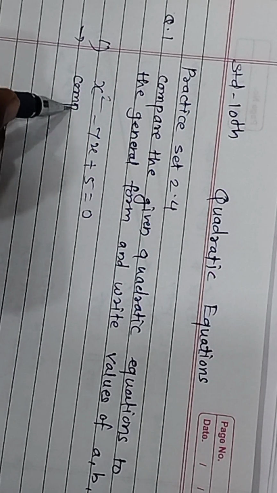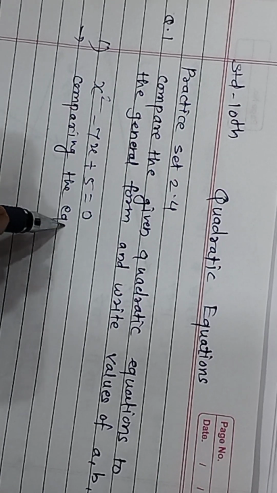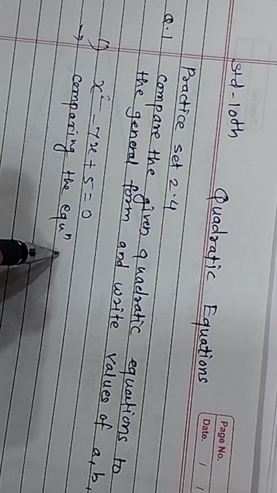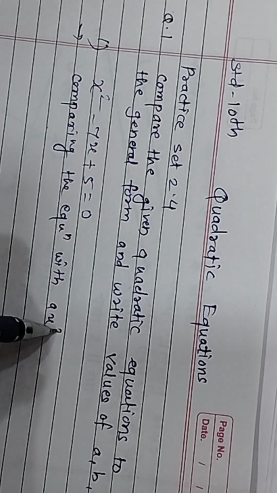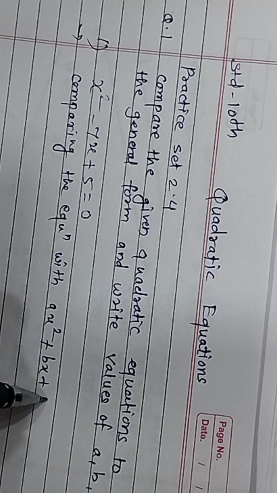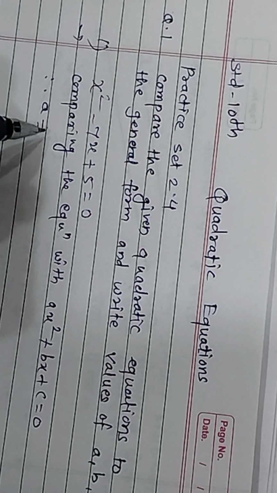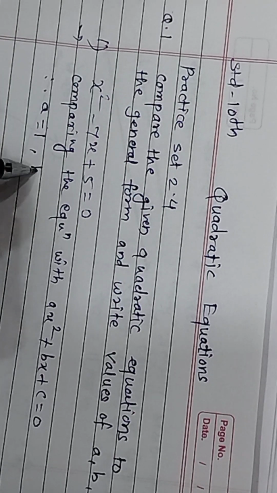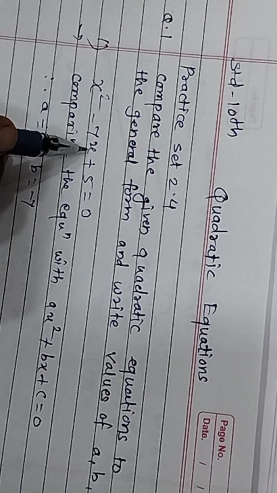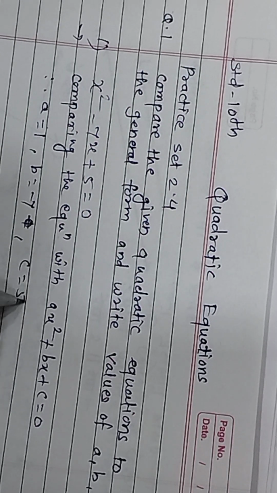Comparing this equation with the general form of quadratic equation, that is ax square plus bx plus c is equal to 0. Therefore we write here a is equal to 1, the coefficient of x square is 1, then b is equal to minus 7, and then c is equal to 5.